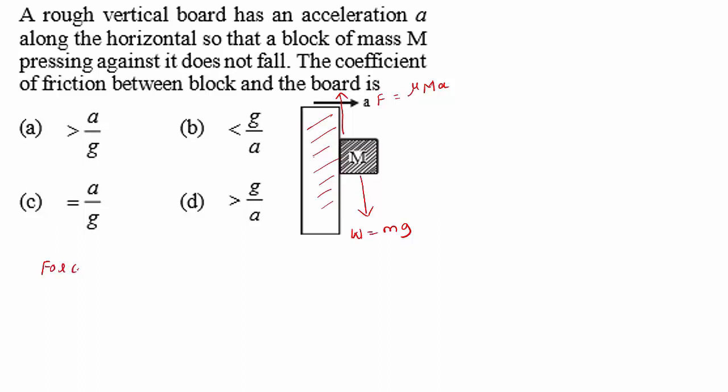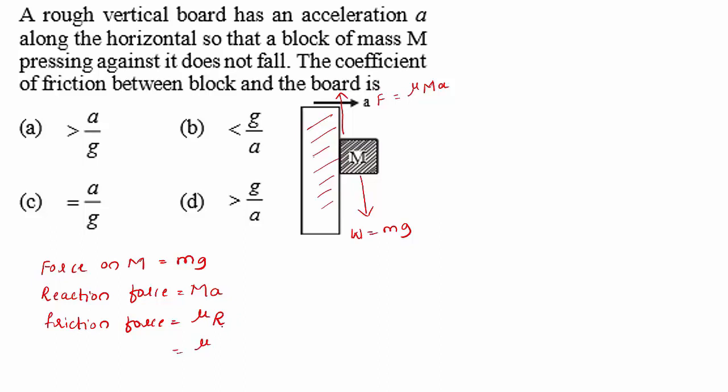See here, the force on m is how much? ma, and the normal force or normal reaction, or we can take the reaction force, is equal to m into A. Similarly, the frictional force between that vertical board and that block of mass m, for kinetic friction, we can write mu into R or mu k into R. So mu into, in place of R, the reaction force is how much? m into A.